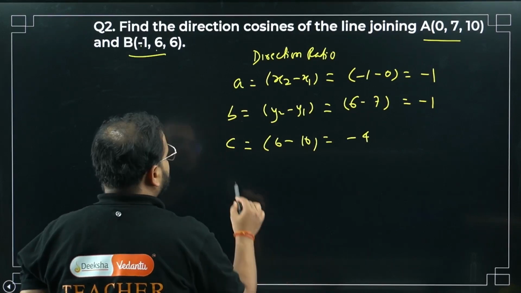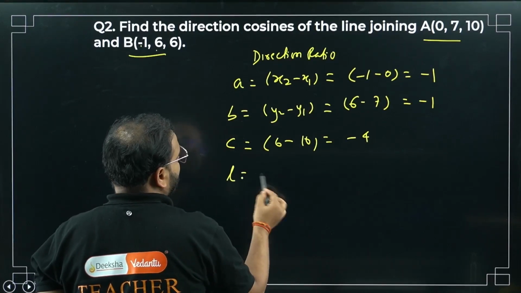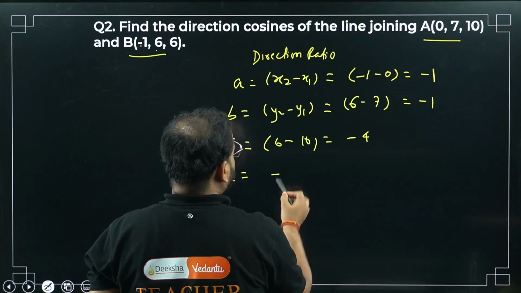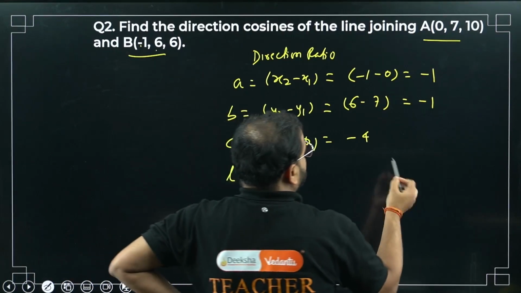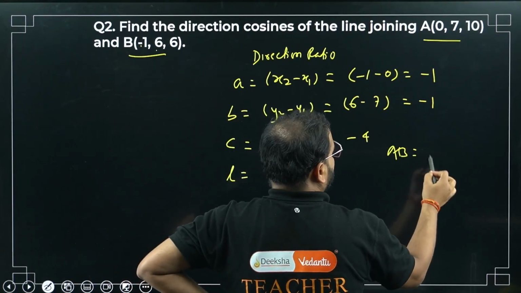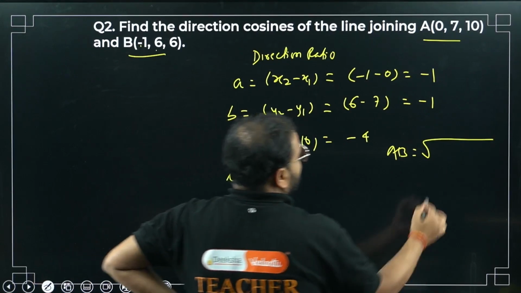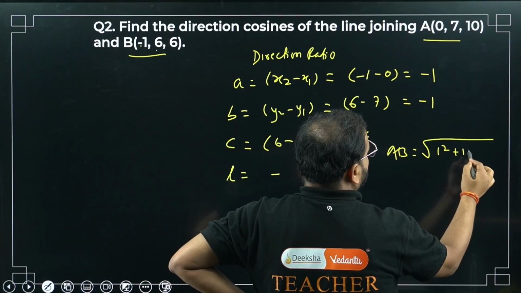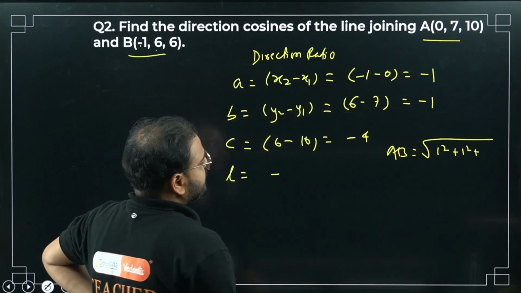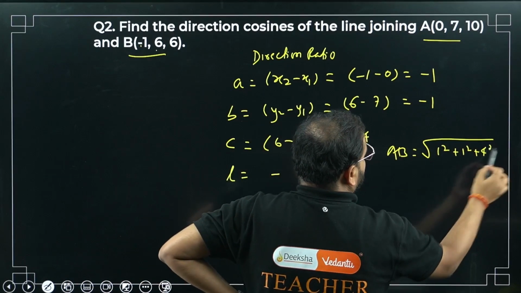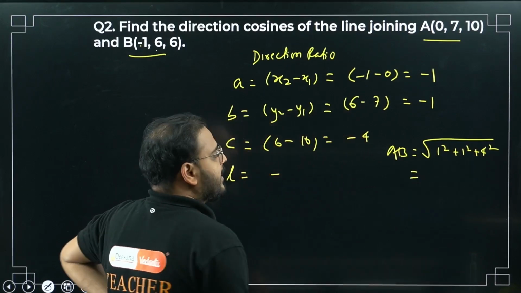How do you write direction cosines now? L will be equal to what? If you find this value, the length, how much is that going to be? Minus 1, so 1 square plus 1 square plus 4 square, right? 1 plus 1 plus 16 is 18, root 18.